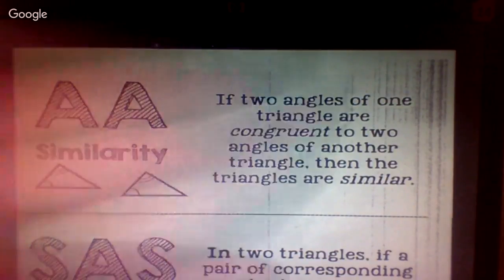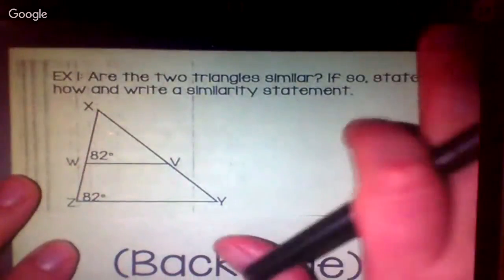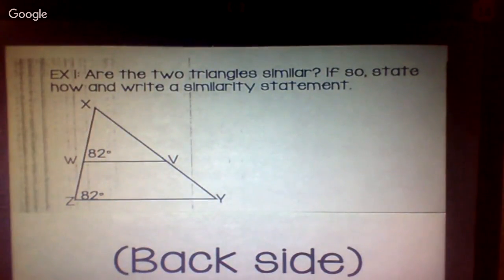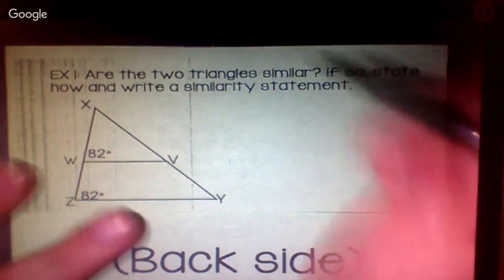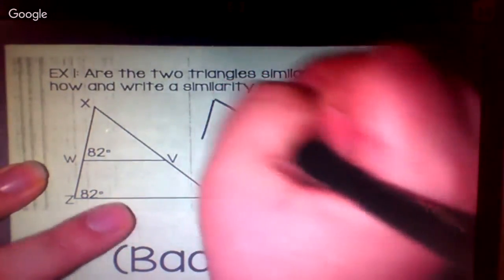Okay. So if you flip this open, we've got example 1 on the left. I'm going to fold this way to make it easier. They want to know here, are the two triangles similar? And if so, state how and write the similarity statement. The way I do this, when they're put together, I like to pull them apart so I can compare them. So you've got one triangle, this little tiny one.